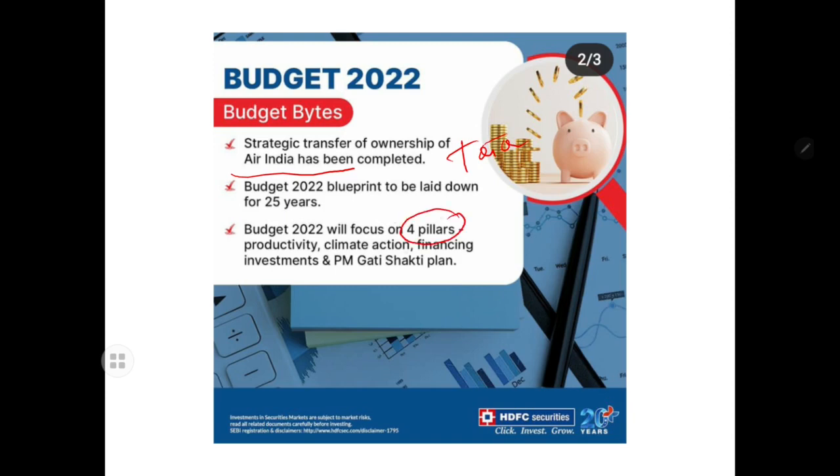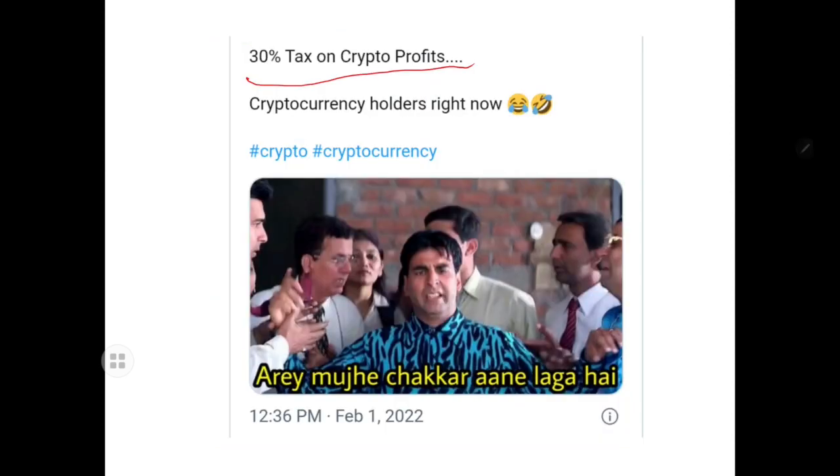and we have been focusing on 4 pillars: 1, 2, 3 and 4. So the first one is productivity, then climate action, financing, and the last one is investment and the PM Gati Shakti plan. This is about constructions and infrastructure.